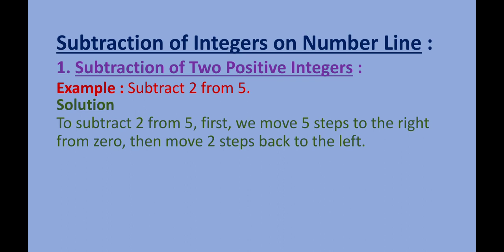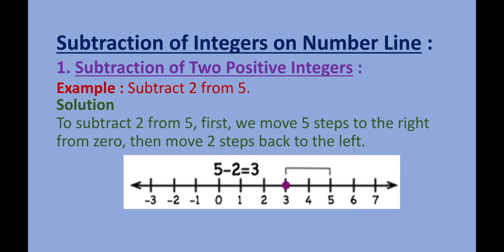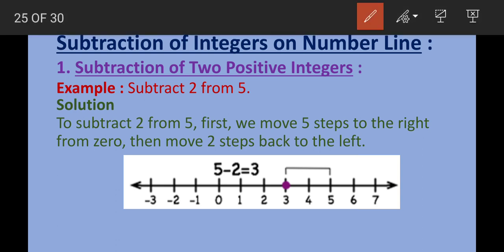Here you have to represent this on the number line. So what to do? First you move 5 steps to the right of 0. Here it is 0. From 0 you move 5 steps toward the right side, as it is a plus number. Then we move 2 steps back to the left, as we are subtracting 2 from 5, just opposite of addition. In addition, if the second number is positive, you move towards the right side, but in subtraction, if the second number is positive, you have to move towards the left side.